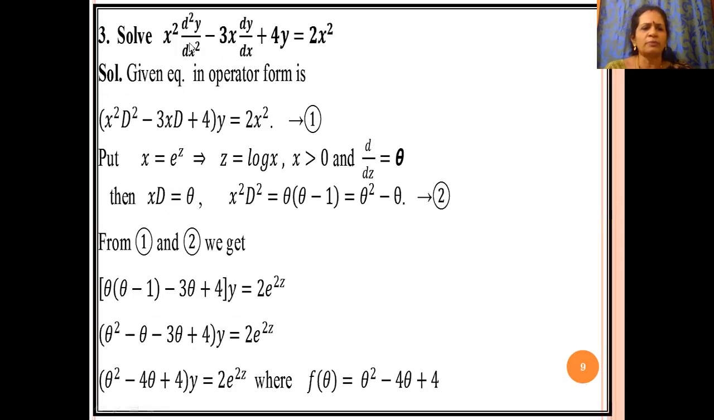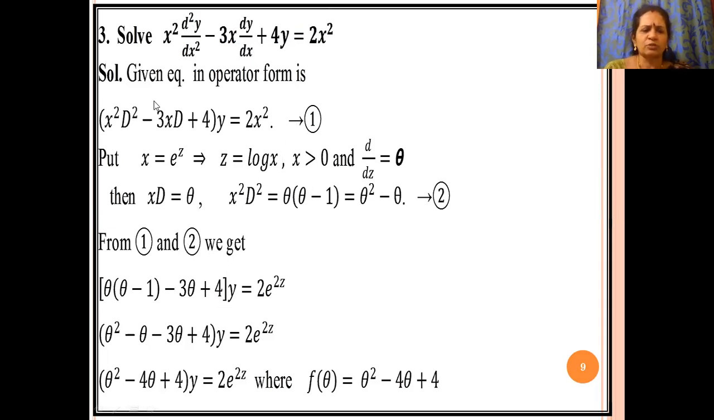Coming to the next problem: solve x square d square y by dx square minus 3x into dy by dx plus 4y is equal to 2x square. Put the given equation in operator form: x square D square minus 3x into D plus 4, taking y common, into y is equal to 2x square. The steps will be the same: x equal to e power z and z is equal to log x. Now xD can be taken as theta, and x square D square is theta square minus theta.